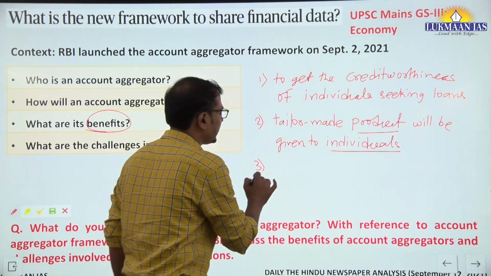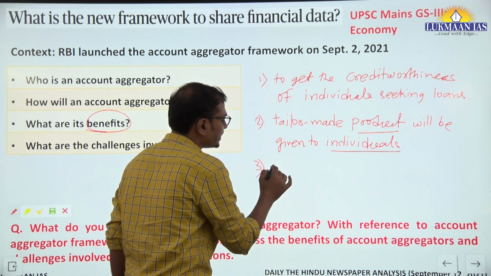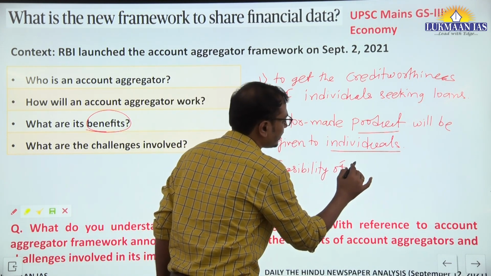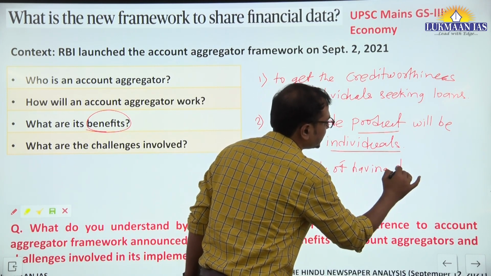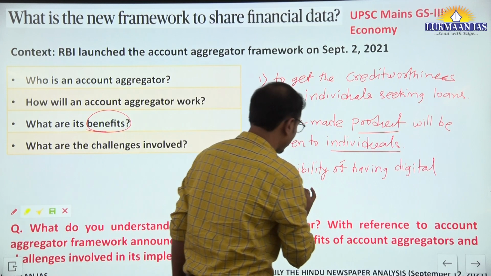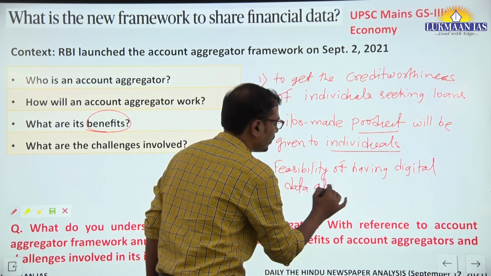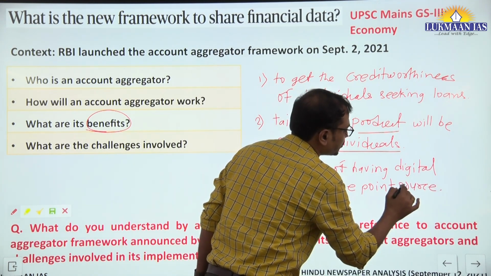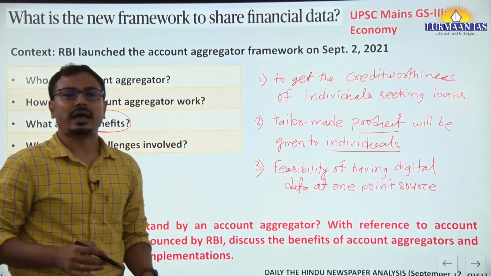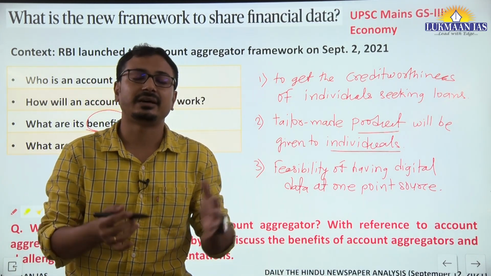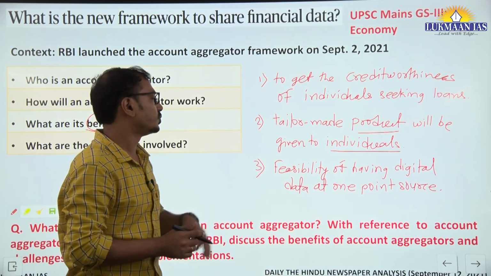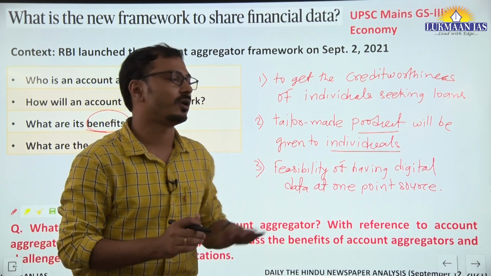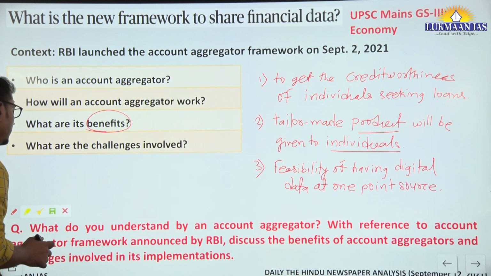The third important aspect is the feasibility of having digital data at one point source. That means even an individual can access their own digital data at one point source itself. So it is a good thing for the individuals also, right? It is a win-win situation for all the different stakeholders involved here.